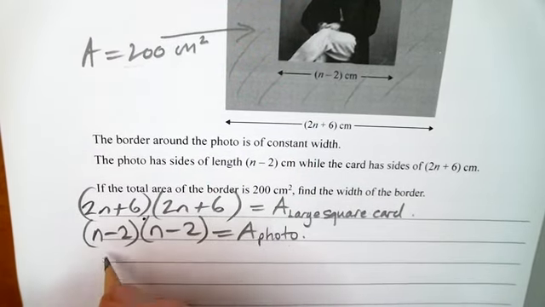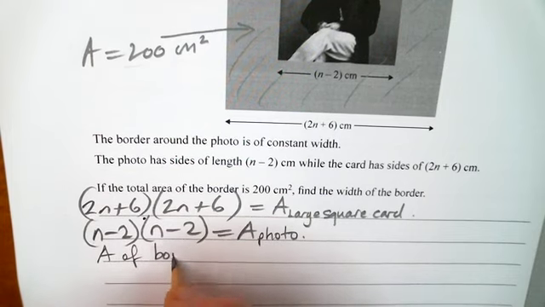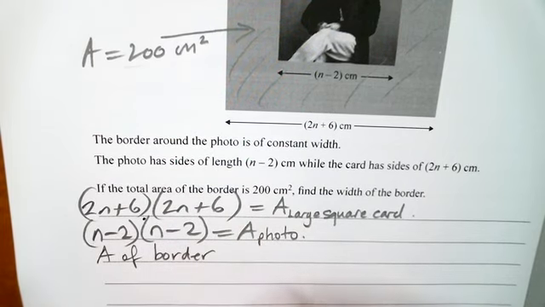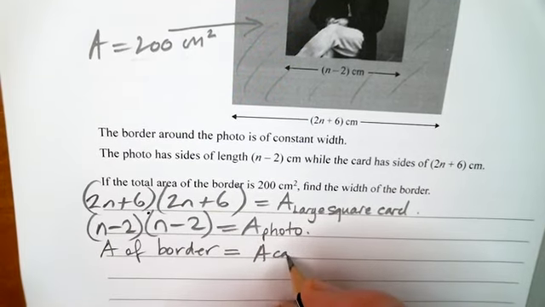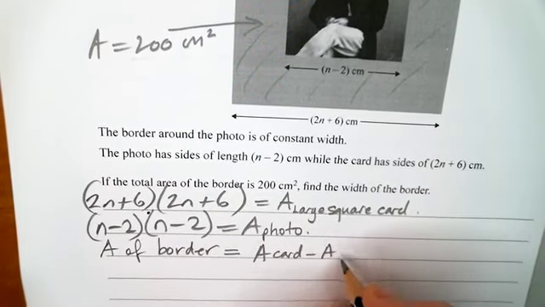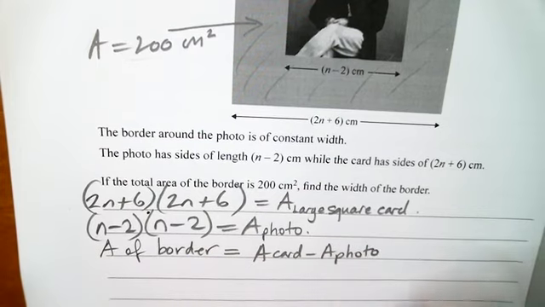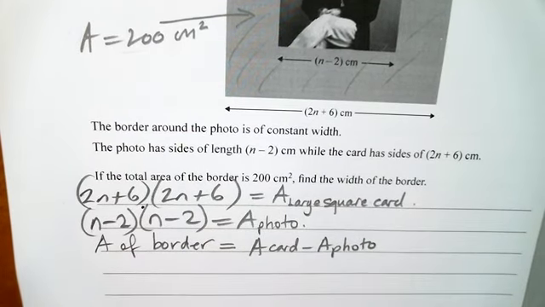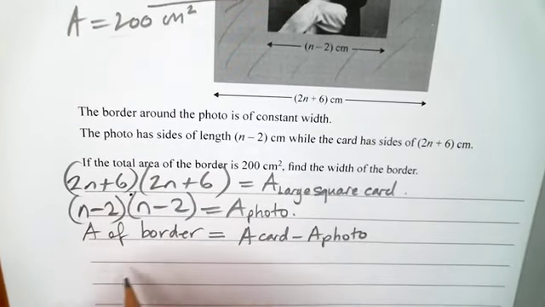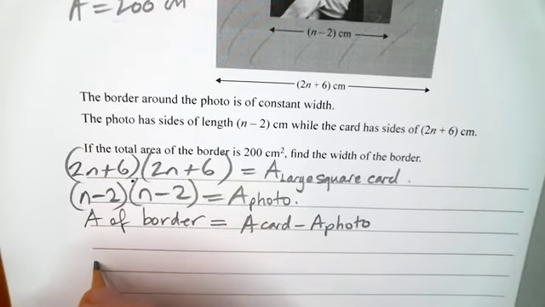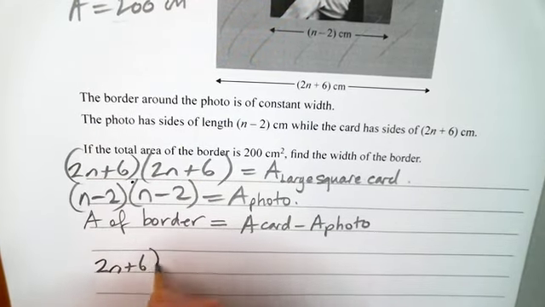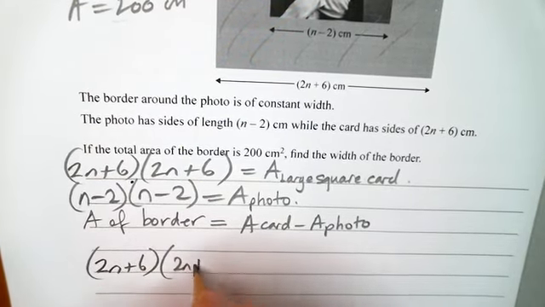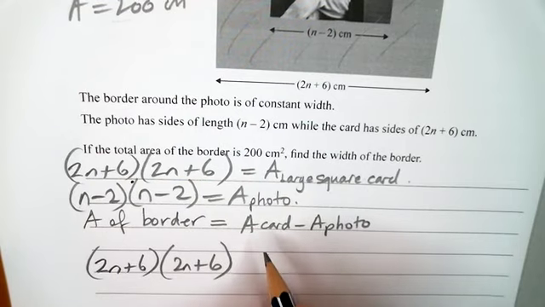So the area of the border is going to equal the area of the card minus the area of the photo. That's our strategy here. So let's go ahead and do that. Let's take the first bit. We've got 2n plus 6 times 2n plus 6. That's the area of the main bit.